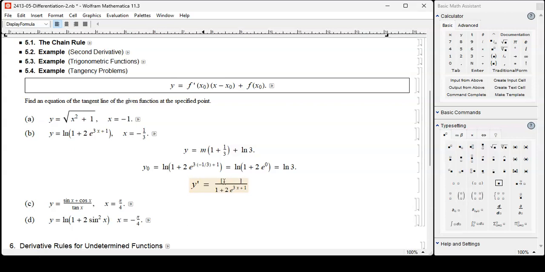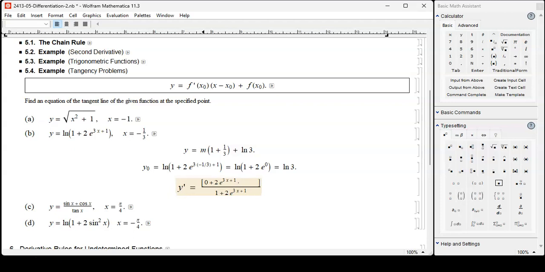Okay, derivative of 1 is, okay, that's 0. And then 2 was there before. And the exponential never changes, so it goes there. And then you have to multiply the derivative of the inside. Looks like that's 3, the derivative of 3x plus 1. Did I do this right? So 6 exponential of that divided by 1 plus 2 and the same exponential. That's a derivative function.